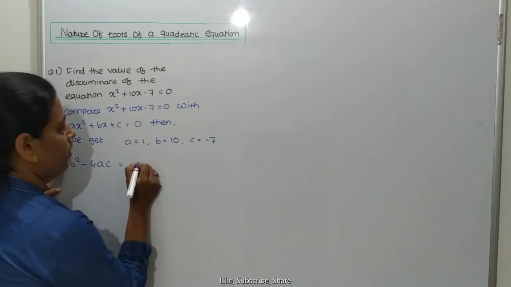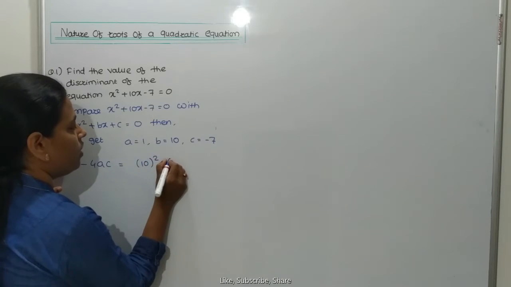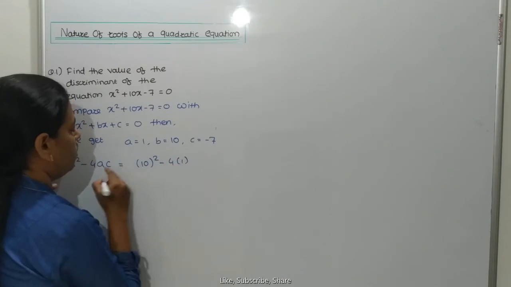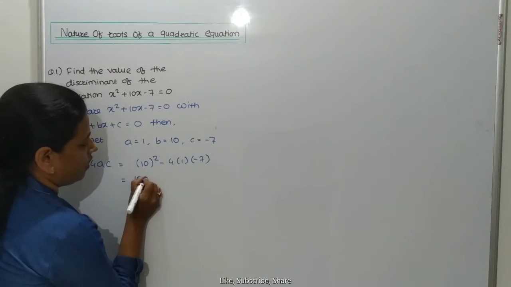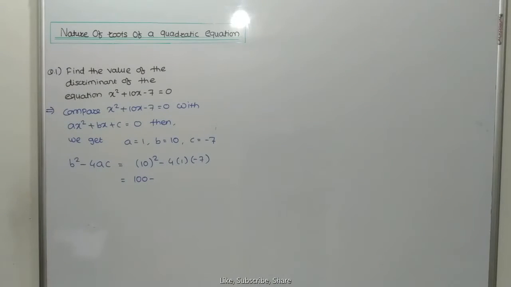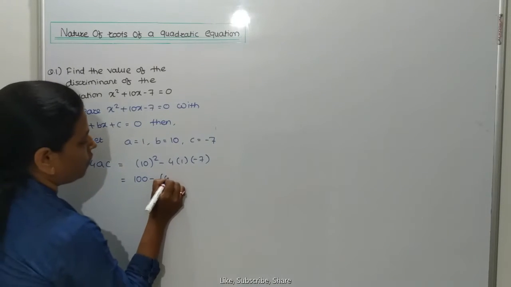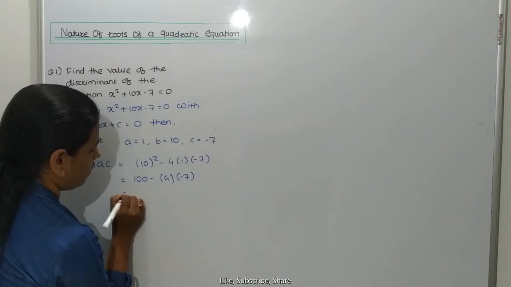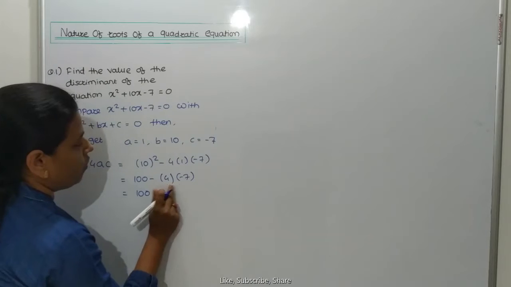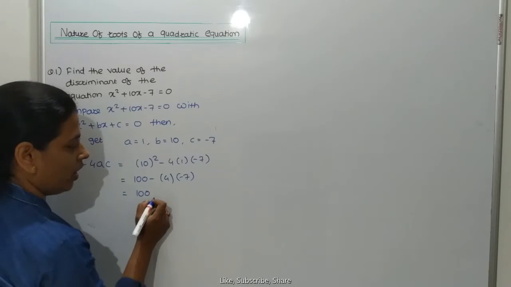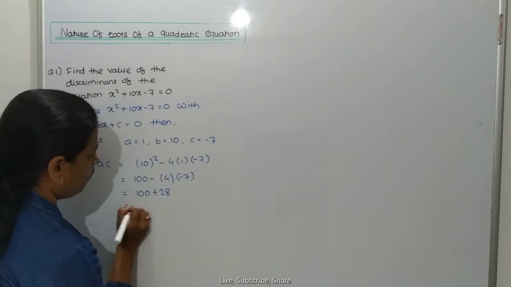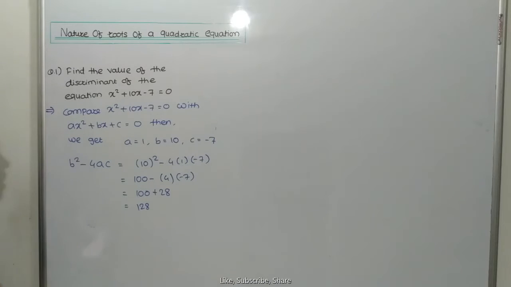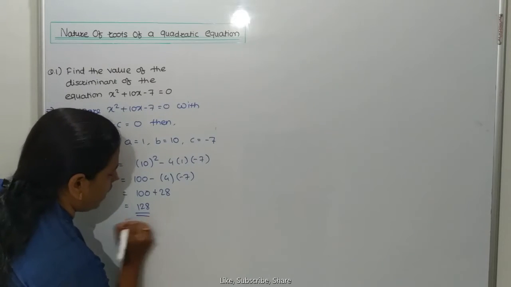So put the values: b is 10, so 10 square minus 4, a is 1, c is minus 7. Calculate 10 square, that is 100. Minus 4 into 1 is 4, and 4 into minus 7: 4 sevens are 28. So minus 4 into minus 7 is plus 28. Then we get 128, which is the value of the discriminant.